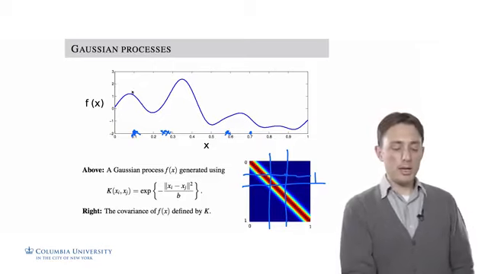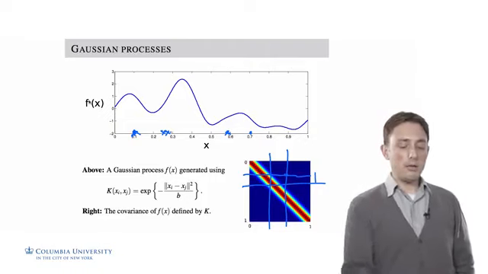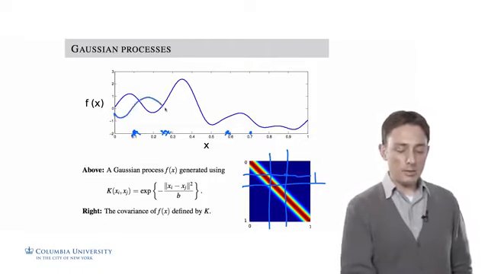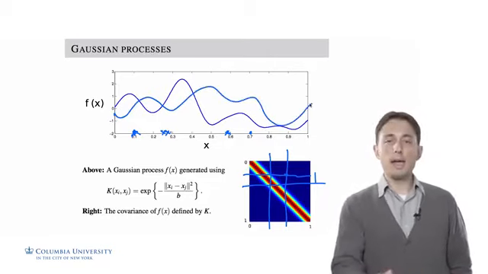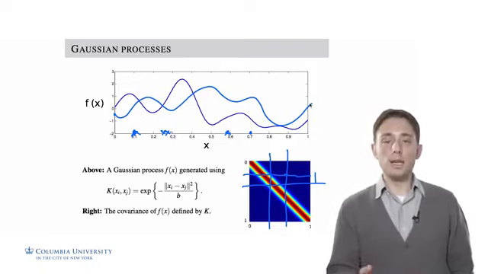If I generated this one function and I got something that looked like this, and if I generated another vector from exactly the same distribution, I might get something else. I might get something that looked like this. So this way I can generate random functions, and now I'm going to learn those functions based on the data that I have.